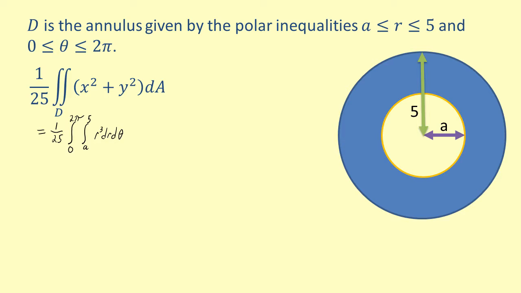Now we can integrate with respect to r. After integrating with respect to r and factoring out 1/4, the integral becomes 1 over 100 times the integral from 0 to 2 pi of 625 minus a to the fourth d theta. Finally, completing the integral results in pi over 50 times the quantity 625 minus a to the fourth power.